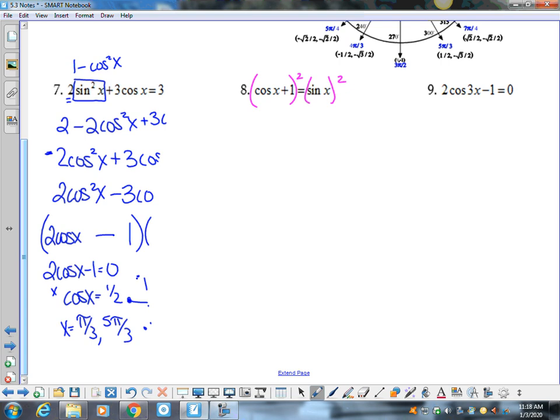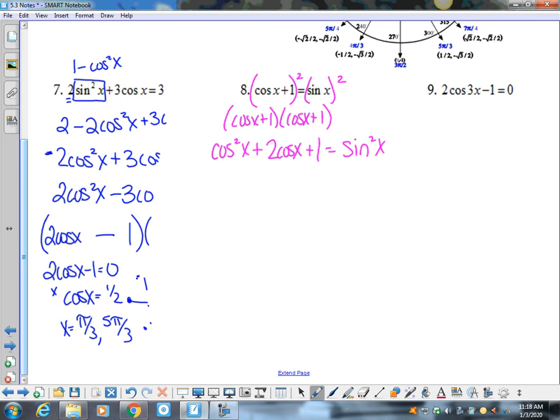Now, on the right-hand side, we're just going to have sine squared, which is great. And on the left-hand side, a lot of people mess this up because they'll just write cosine squared plus 1, because they square the cosine and they square the 1. But when you square something that has more than one term, technically you have to write this twice, because that's what square means. And when you multiply those two things, that's a FOIL. So that's cosine squared x plus 2 cosine x plus 1 equals sine squared x.